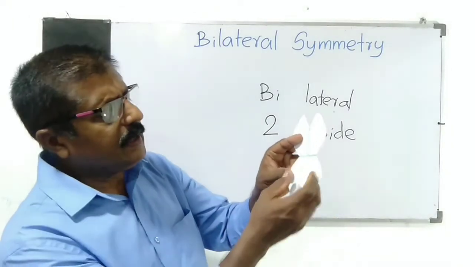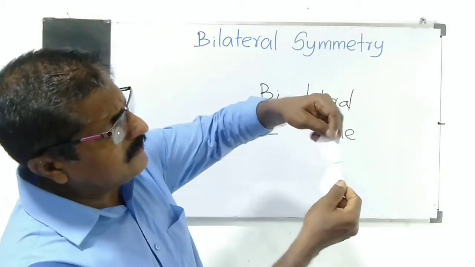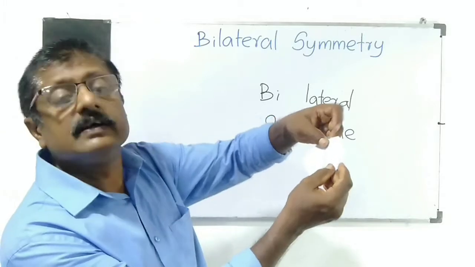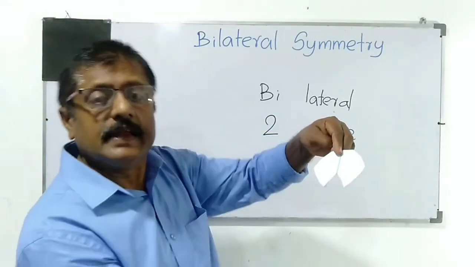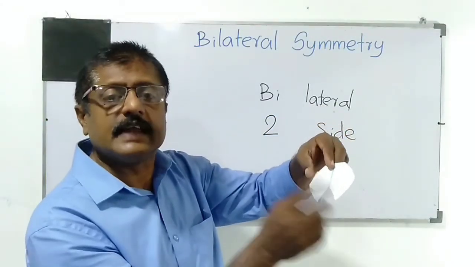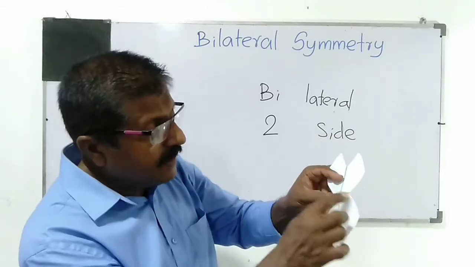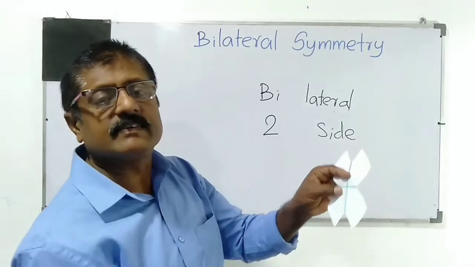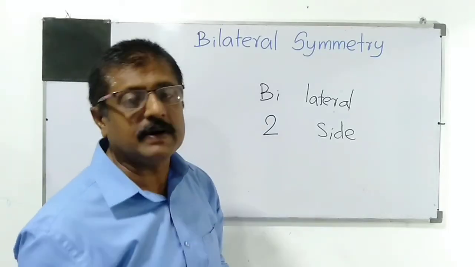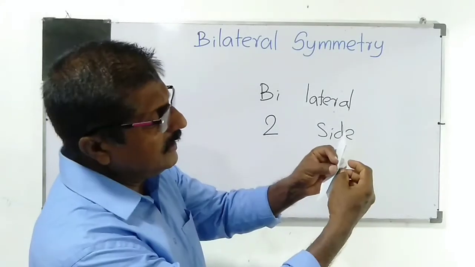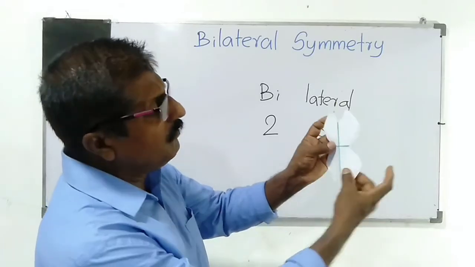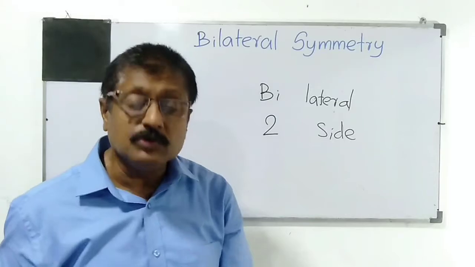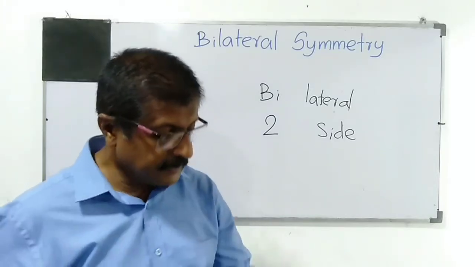Why? Here you can fold like this, then the two halves coincide. And even like this you can fold, then also the two halves coincide. That means this line as well as this line, both of these lines, are axes of bilateral symmetry. You can fold it like this, then the two halves coincide. Fold like this, then also the two halves coincide. Both are axes of symmetry.